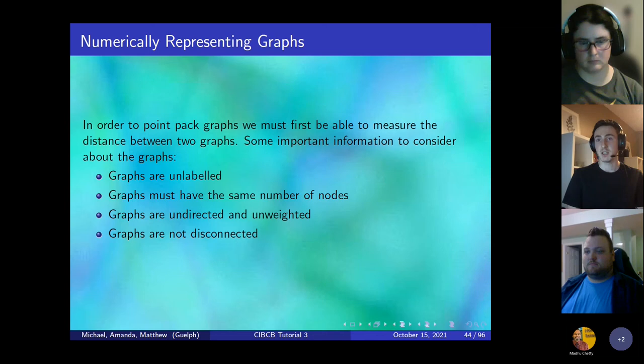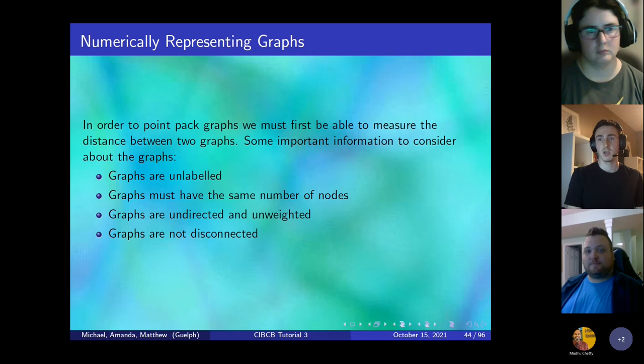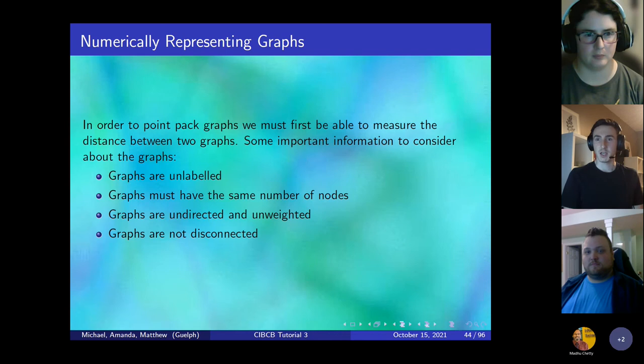And graphs are not disconnected. Essentially, a disconnected graph from the perspective of running epidemics causes some issues and causes some of the nodes to not be considered. If the epidemic doesn't start there, it can't ever really get there.